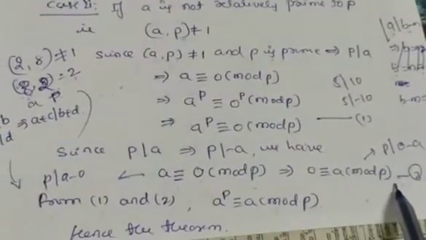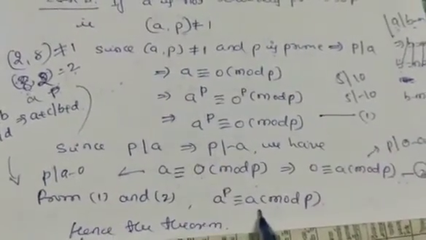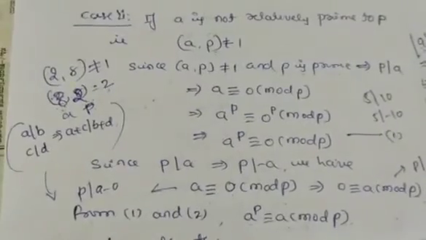So from these two equations, this is the second equation and here we have the first equation, we can take a to the power of p is congruent to a mod p. So this is the proof. We call it Fermat's theorem.